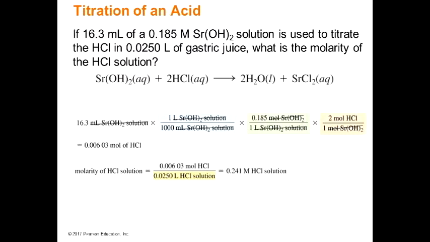in 250 milliliters, 0.025 liters of gastric juice, what is the molarity of the acid solution? So here the first thing we must do is what? Balance the equation. And then we carry out a dimensional analysis looking for the molarity.